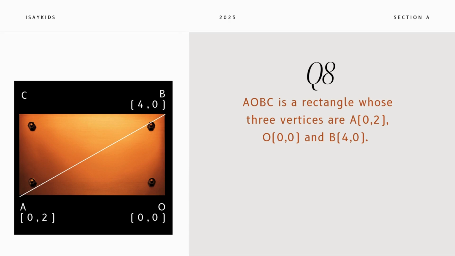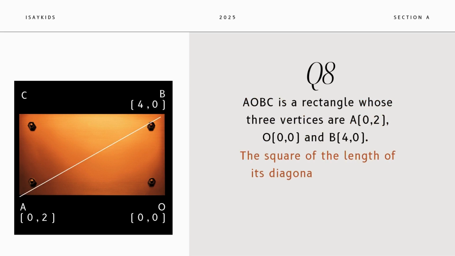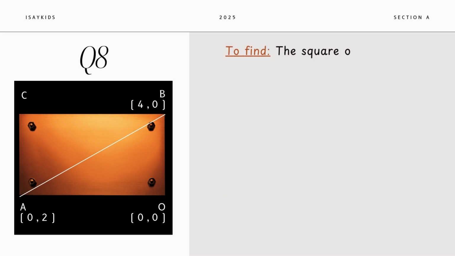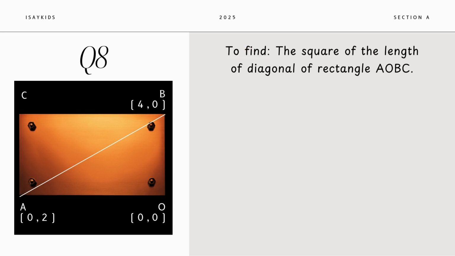AOBC is a rectangle whose three vertices are A (0, 2), O (0, 0), and B (4, 0). The square of the length of its diagonal is equal to which of the given options? We need to find the square of the length of the diagonal of rectangle AOBC. Now, the length of diagonal AB is the distance between the points A and B.